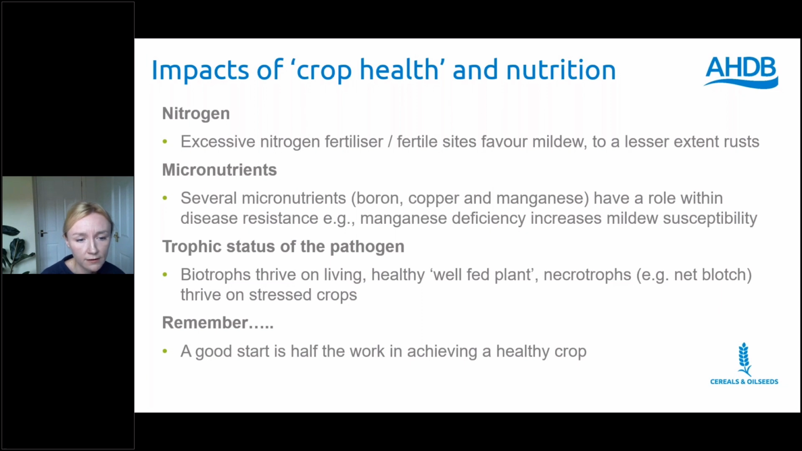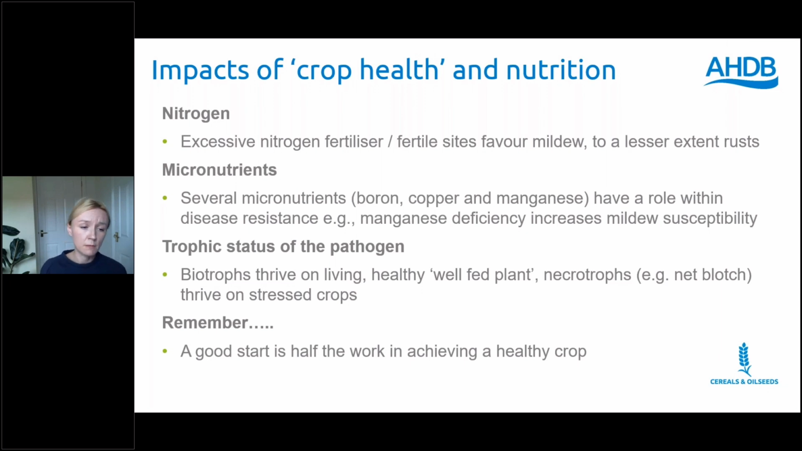Just because you have a well-fed plant with lots of micronutrients in there, it doesn't make it ideal for certain pathogens. And it's also very difficult to know what a balanced nutrition program is. Again, lots of information out there, but maybe consider some of these factors when you're thinking about using some of these products for managing yellow rust.